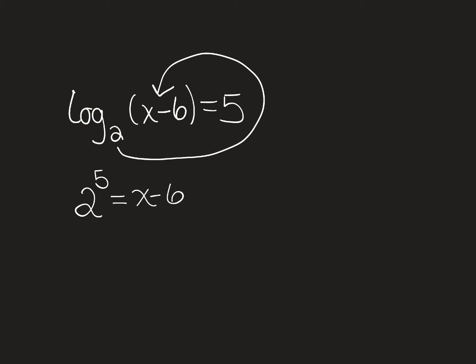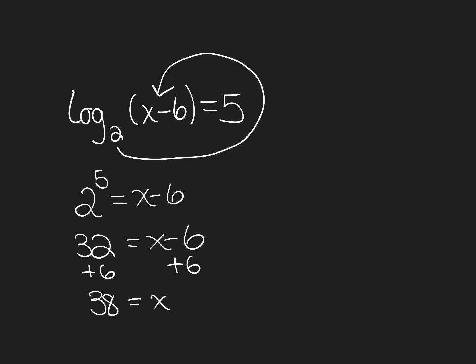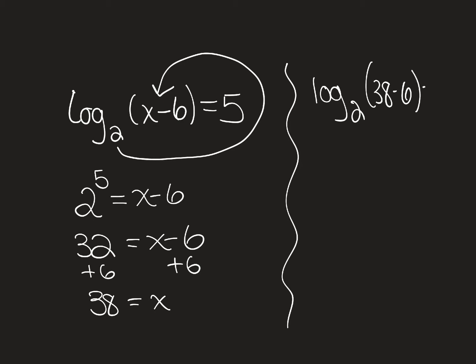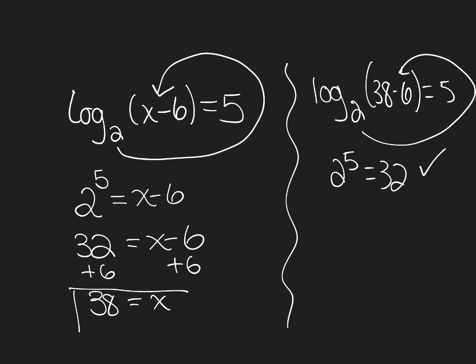2 to the 5th is 2 times 2 is 4, times 2 is 8, times 2 is 16, times 2 is 32. Add 6 to both sides, and you get 38 equals x. And it does say that you need to check your answers and make sure they're not extraneous. So log base 2 of 38 minus 6 equals 5. 2 to the 5th equals 32. That's a true statement, so this is my answer. It does work. Let's try another one.